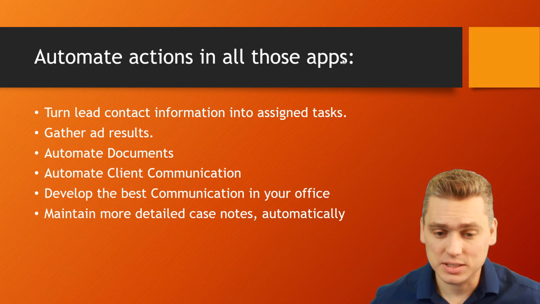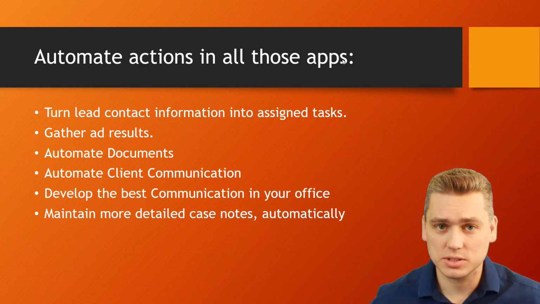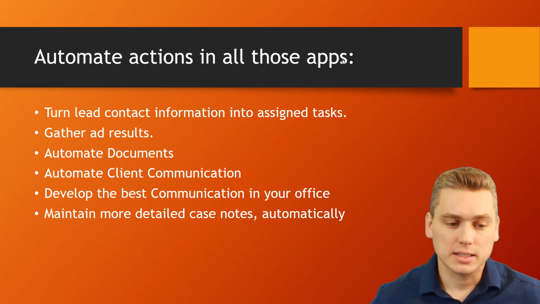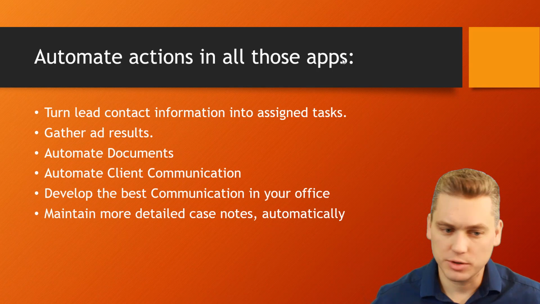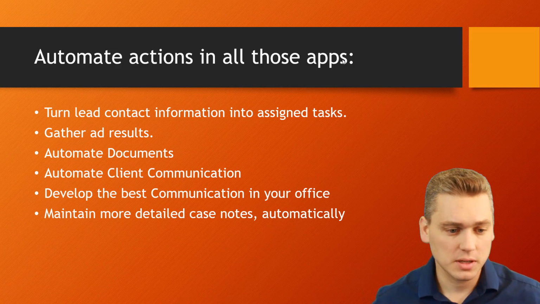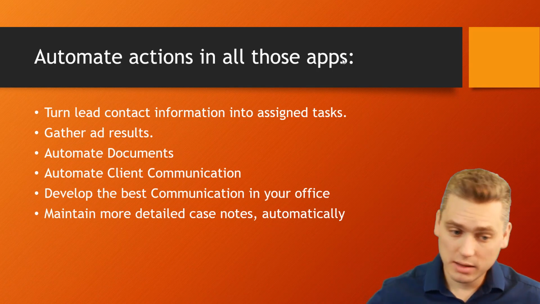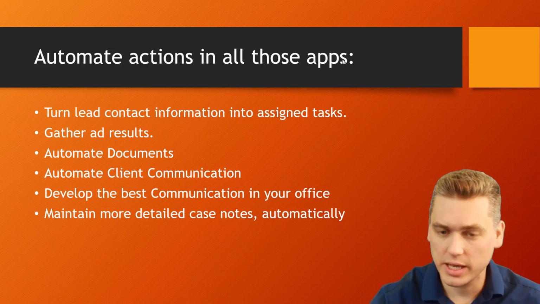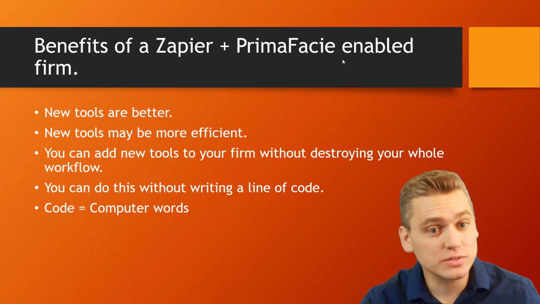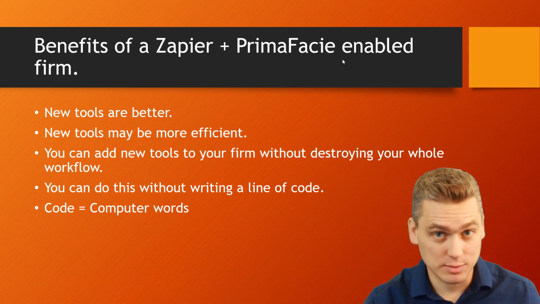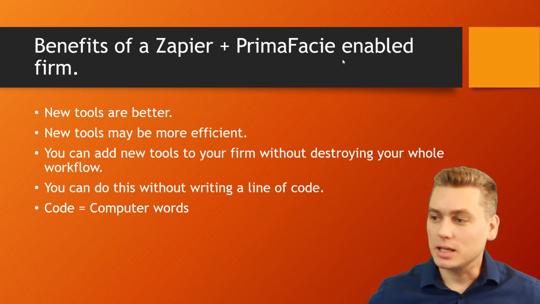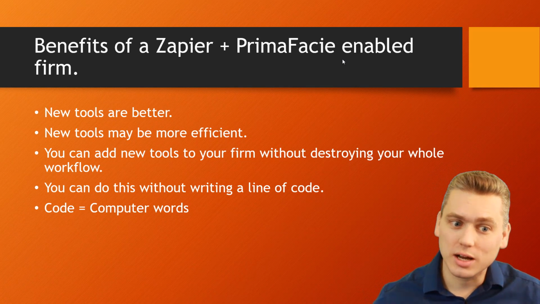And that's really one of the biggest ones. If you get your clients to use something like Slack or if they use text messaging already, it is just phenomenal. You can send notes about everything automatically through those platforms. So again, it also helps you maintain more detailed case notes automatically. Now, some of the benefits of using a Zapier and PrimaFacie-enabled immigration law firm, well, you get to use the newest tools. A lot of times, you'll see that new tools are really important.